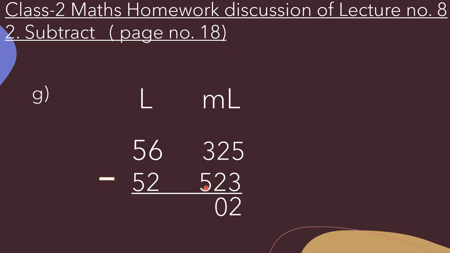3 minus 5, that is not possible because 3 is a smaller number than 5. So to make it a bigger number, we will take borrow from liters. Okay. So 3 plus 10, that is equal to 13 here. And the 6 will become 6 minus 1, 5. Now keep 13 in your mind and 5 on your fingers. Now we have to speak backward counting. 12, 11, 10, 9, 8. So here we will write 8. Now 5 minus 2, that is equal to 3. And 5 minus 5, 0. So what is the answer? That is 3 liters, 802 milliliters.